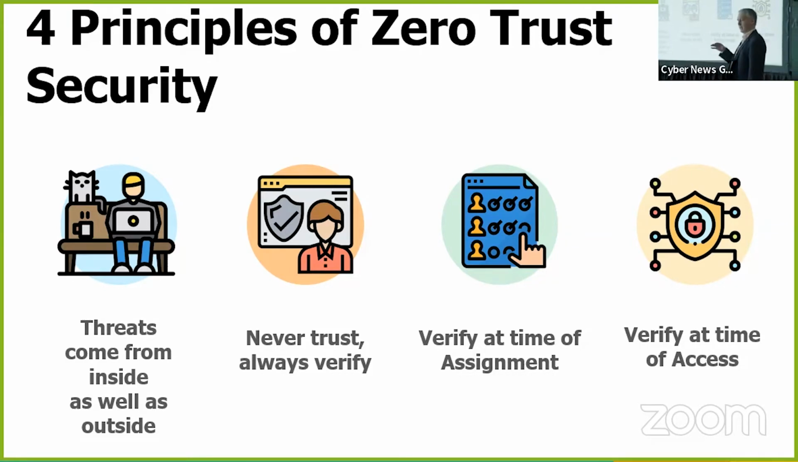Then one thing that I think has been really overlooked is verifying at time of assignment. So think about when the rights, the access to a resource is actually granted to a user, okay? And there's a lot that you can do about that now. And of course, what most people think about in zero trust is verify at time of access itself.